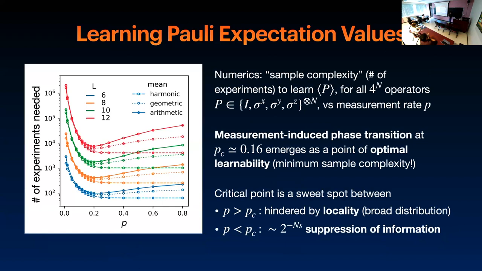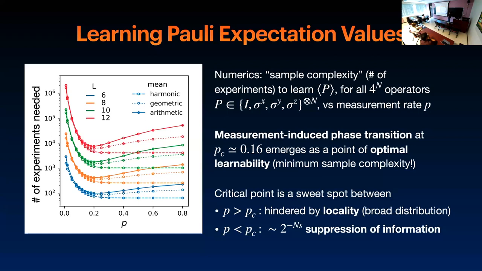There are four realities, of course; you get four options per side. What I'm showing here are exact numerics on smallish systems, like qubits, where we look at the number of experiments needed, a quantity that we call sample complexity, to learn this whole set of four Brugian operators.